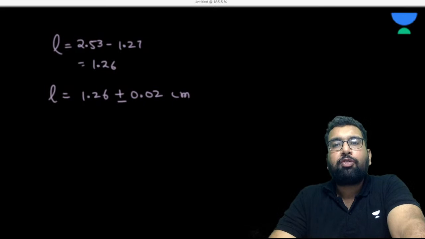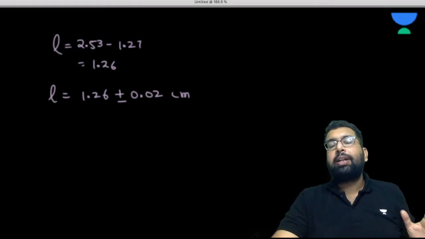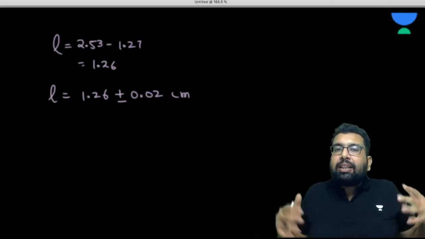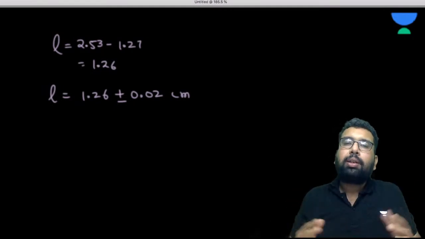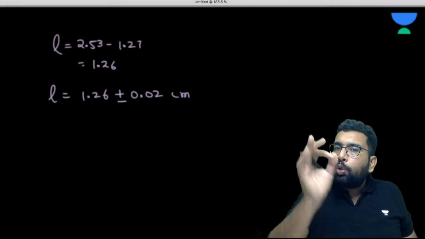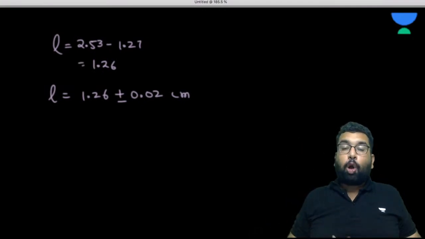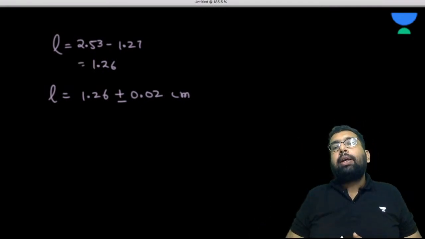So even though these two quantities are added or subtracted, their errors are going to get added. And whenever in a question least count is provided for any particular measurement, that least count is nothing but the absolute error in that measurement, or the maximum possible error in that measurement. Okay, you got the figure, sir?